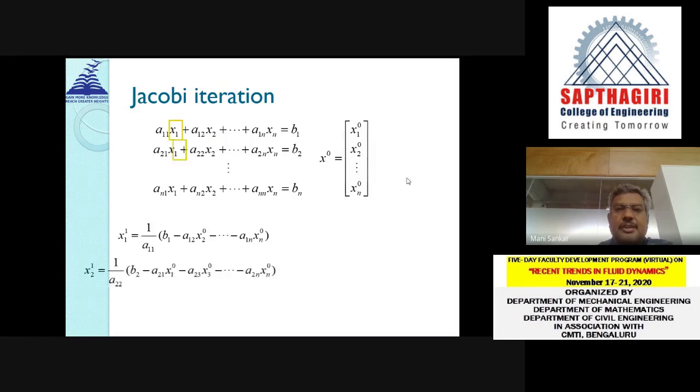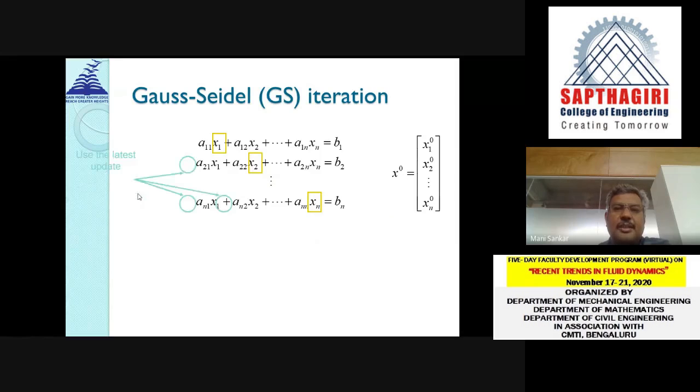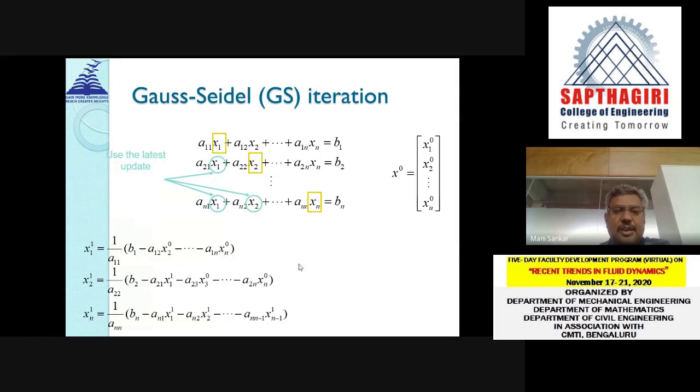This is a Jacobi iteration. If you see the Jacobi iteration, it always uses the initial values. But in contrast, the Gauss-Seidel method uses the latest values. So you can see that is the latest value.